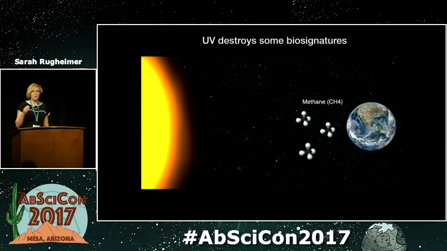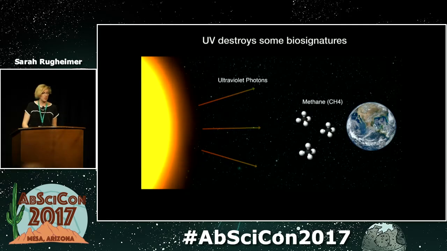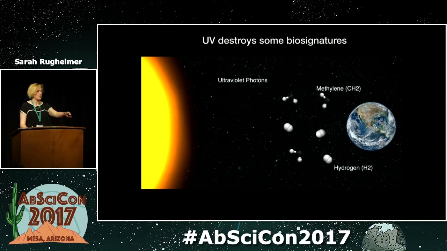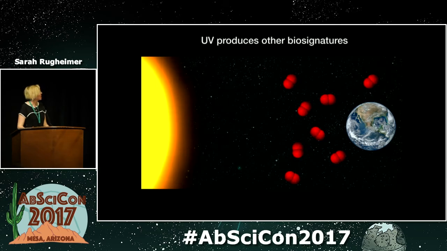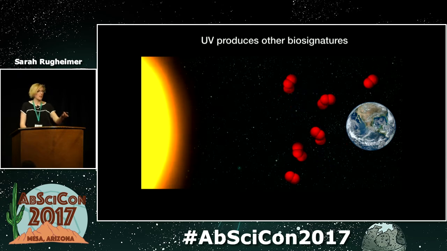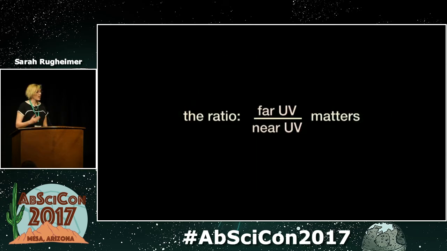So UV is interesting because it destroys some biosignatures, such as methane, in the atmosphere, perhaps making it harder to detect around a planet with a lot of UV. But on the other hand, UV produces some biosignatures, such as ozone, through the photolysis of oxygen. And when we look at reaction rates, we really see that it's the ratio of how much far UV to near UV that ultimately matters.